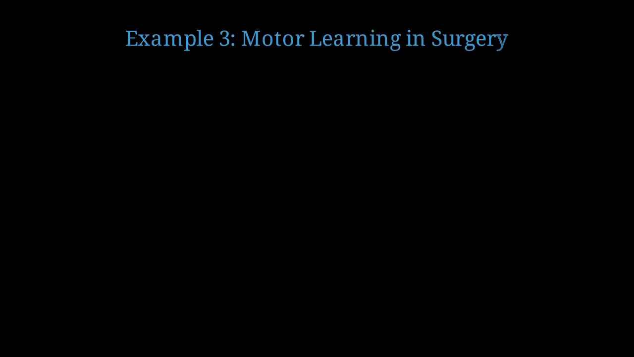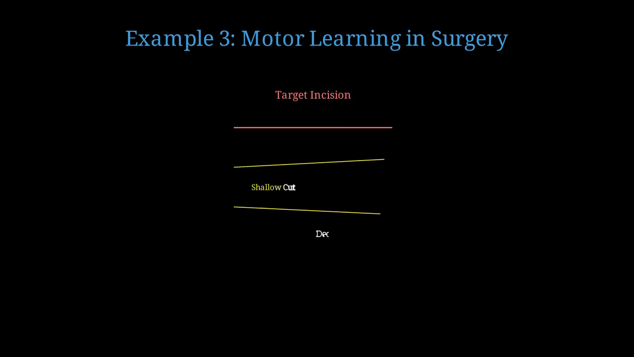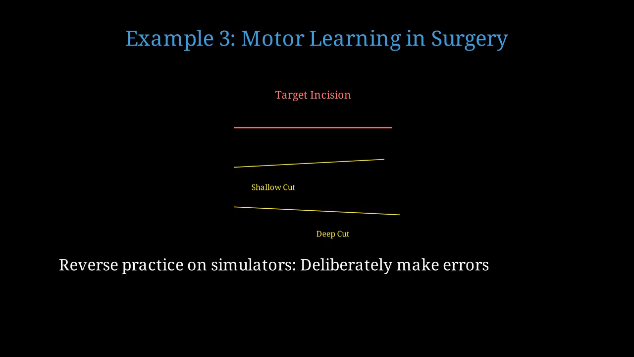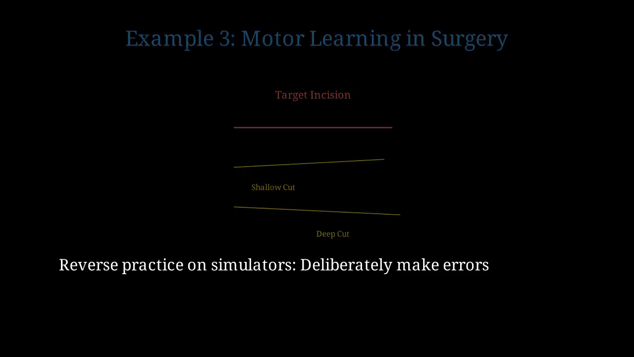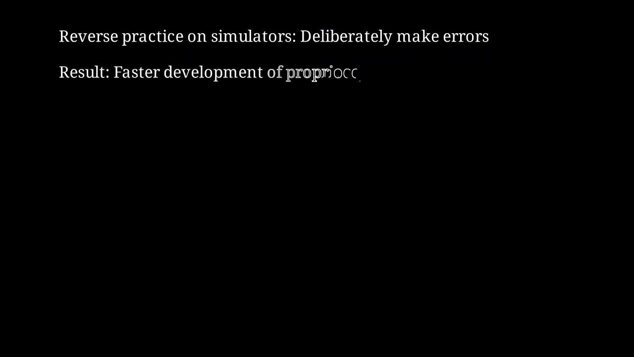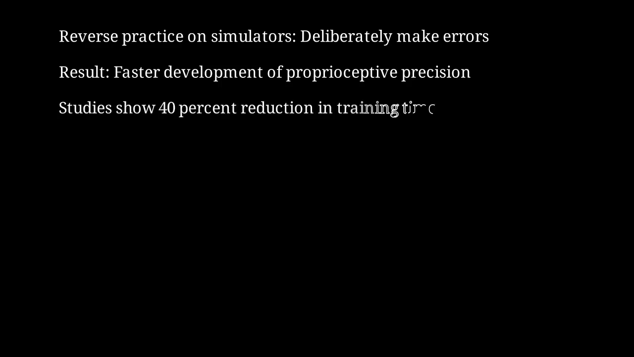Let's look at a medical example. Surgical residents learning to perform precise incisions. The target is a perfectly controlled incision. Traditional training focuses on getting this right every time. With reverse practice on surgical simulators, residents deliberately make errors. Cut too shallow, cut too deep, cut at wrong angles. The result is faster development of proprioceptive precision. They develop a kinesthetic sense of exactly how much pressure and what angle produces the desired result. Studies have shown up to a 40% reduction in training time to reach proficiency when reverse practice is incorporated.